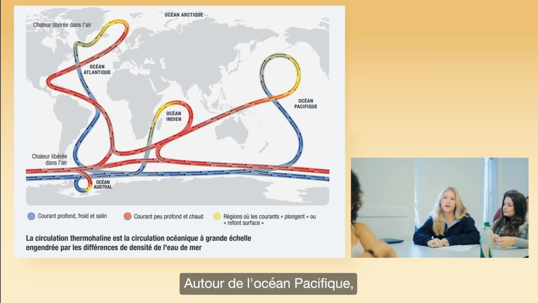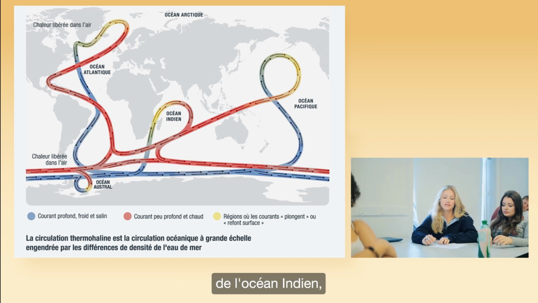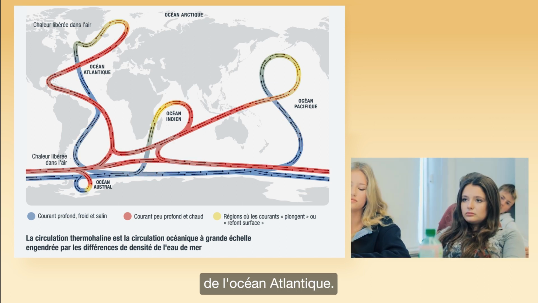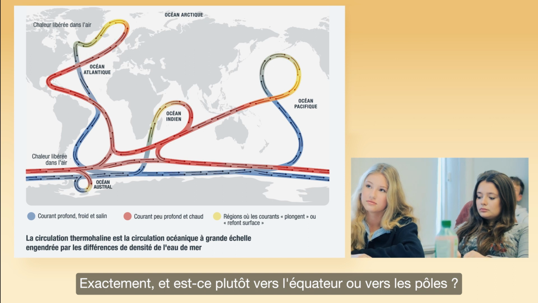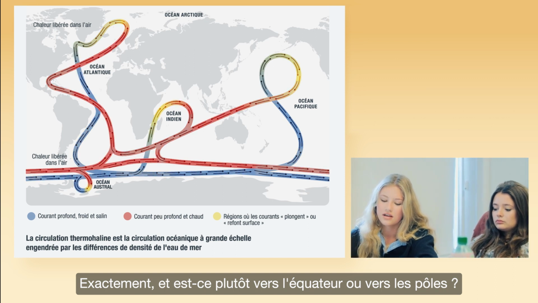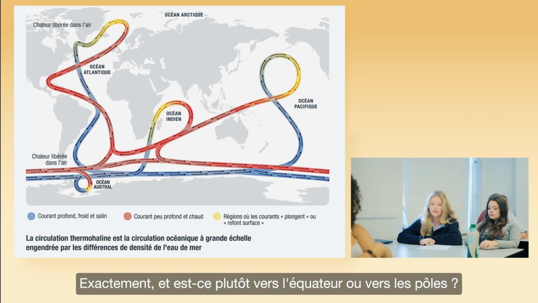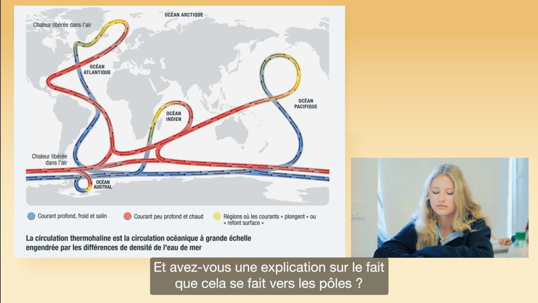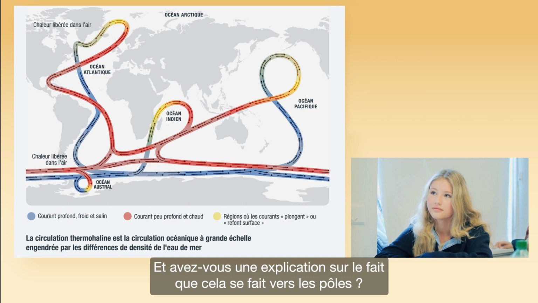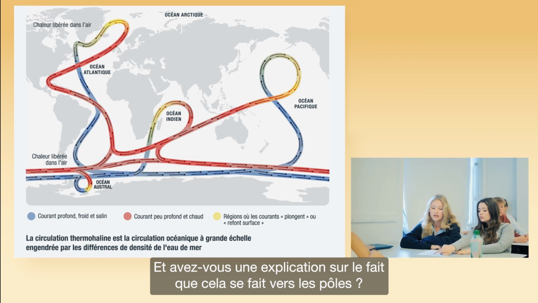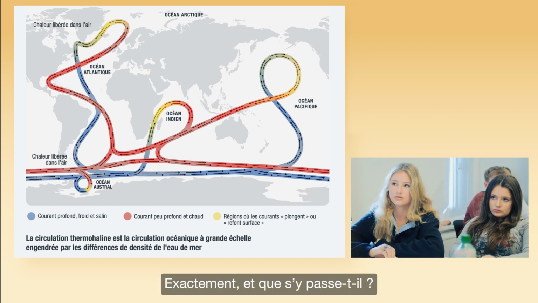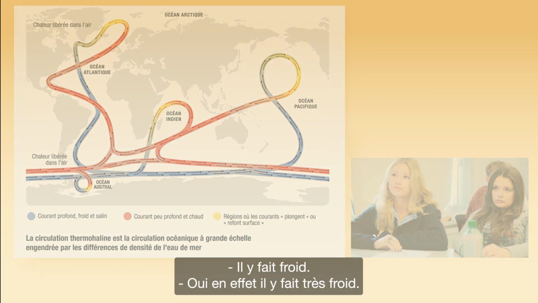Around the Pacific Ocean, there's a little bit, and in the Indian Ocean, and the Atlantic Ocean. Exactly. And is it in the middle, or is it around the poles? It's like at the top. Yes. Okay. And do you have any explanations as to why it would be up there and not in the middle? It's closer to the Arctic Ocean. Exactly. And what happens up there? It's cold. It's very cold.